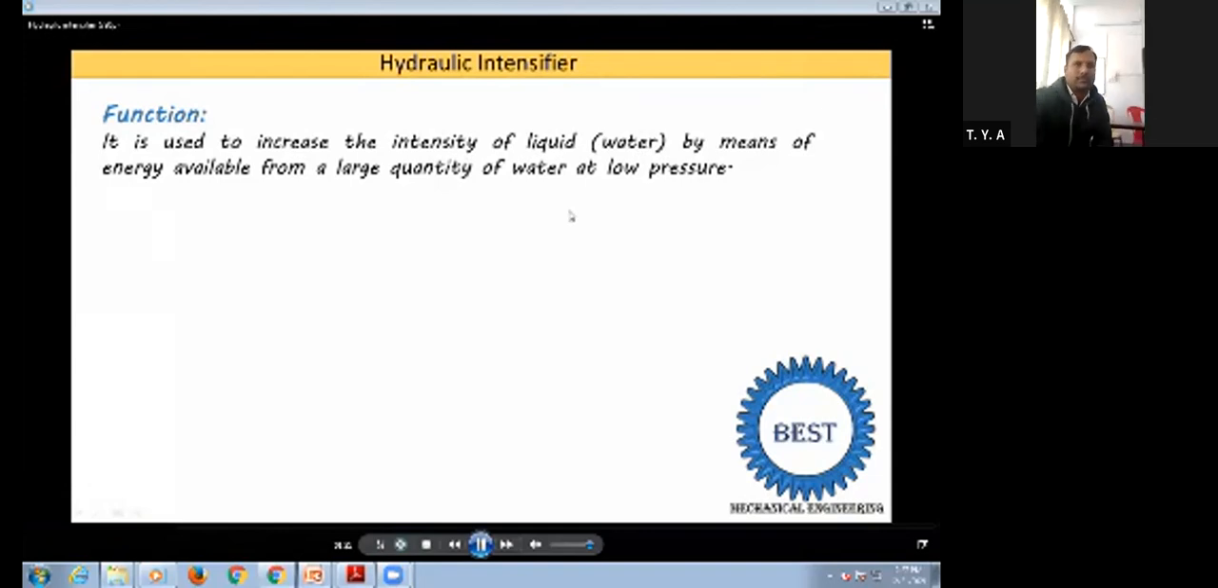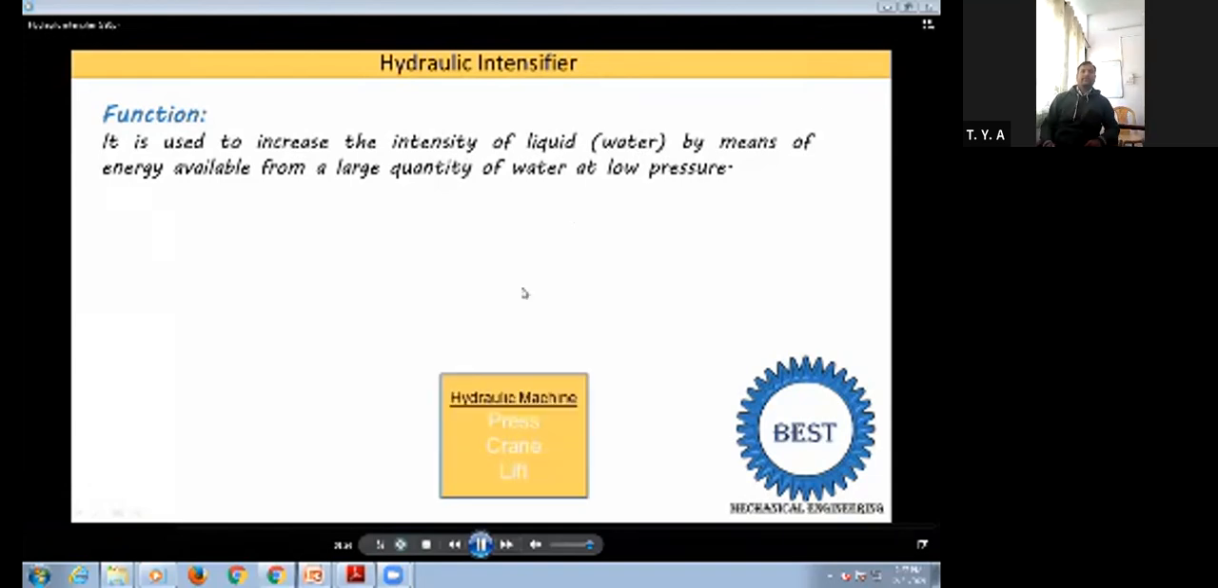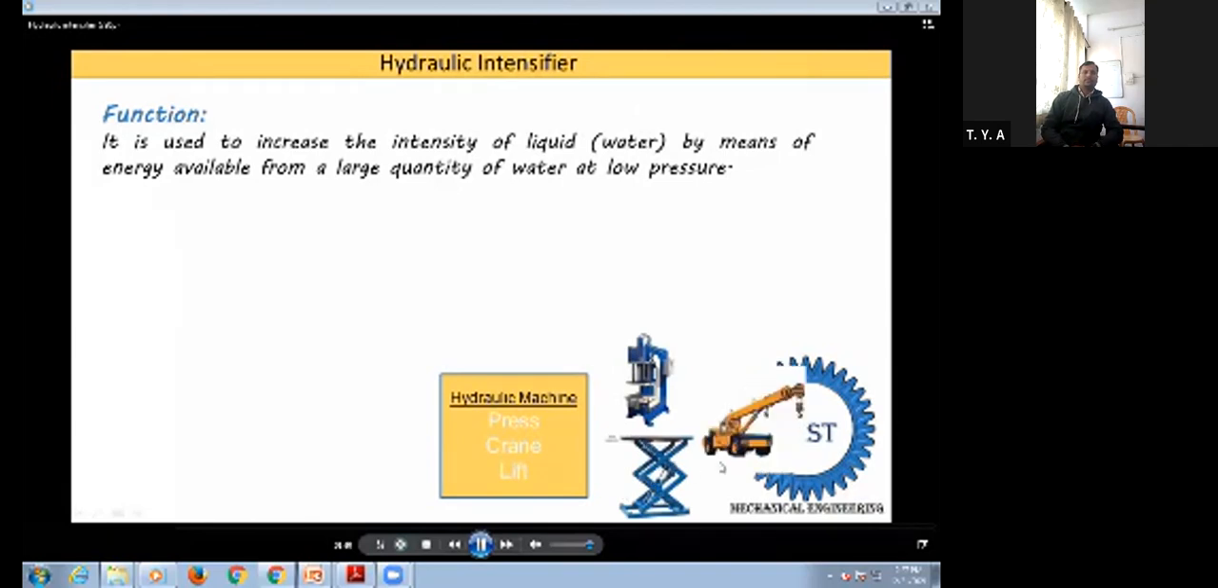Next point, where it is used. There are different hydraulic devices, like the hydraulic press that is used for bending or cutting different types of forging instruments. Then the hydraulic crane and hydraulic lift. The hydraulic lift is used for lifting weight, and the hydraulic crane is also used for moving heavy components.